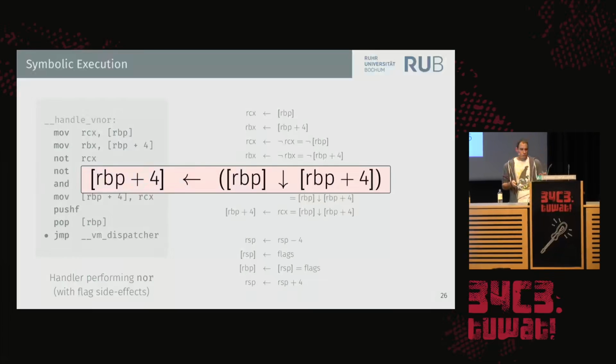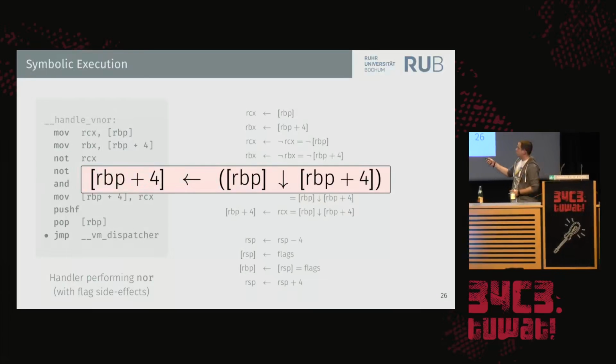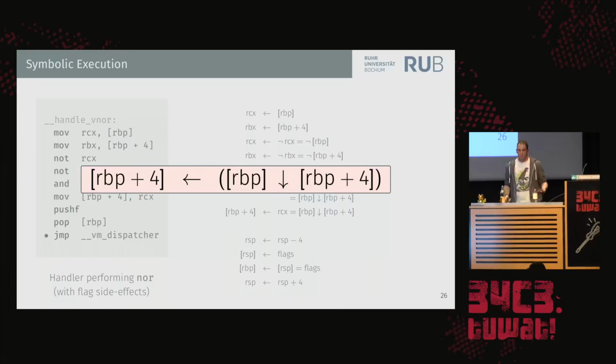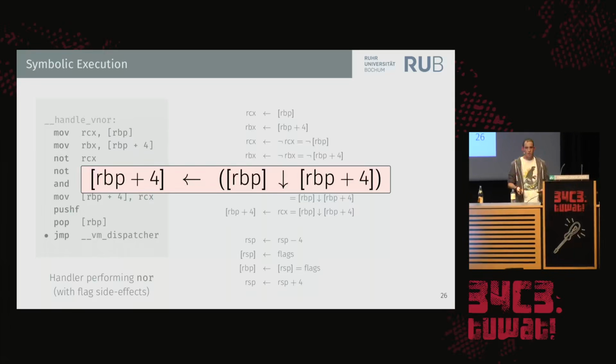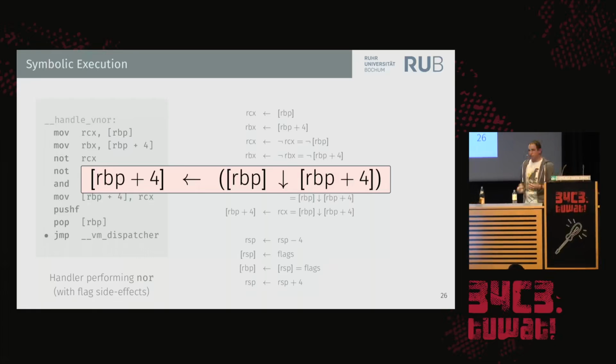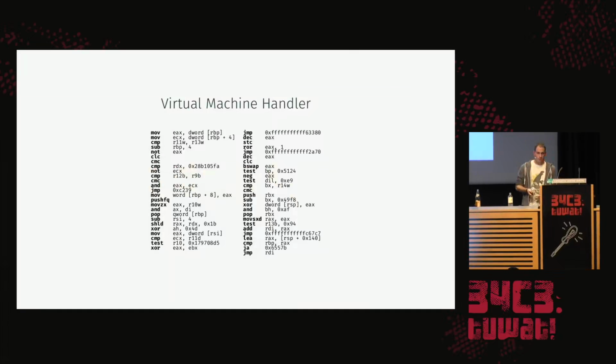At some point, this works rather well, and we see that the core semantics of our handler here is just a NOR operation on two memory cells and storing the result in another memory cell. So apparently this works fine for this handler. But what is the result if we try to throw this whole concept of symbolic execution at a more obfuscated handler?